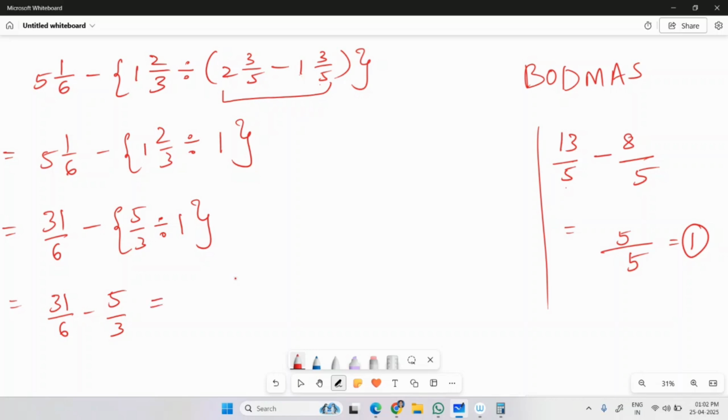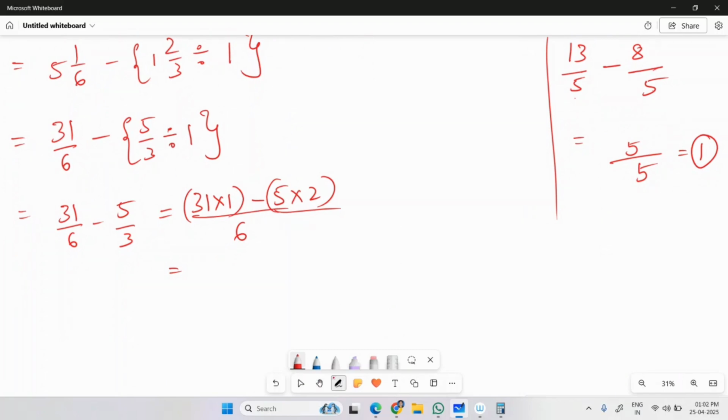Now 3 and 6, the LCM is 6. 31 times 1 minus 5 times 2. This LCM we have already done in the factors and multiples lesson. Now 31 times 1 is 31 minus 5 times 2 is 10, divided by 6. 31 minus 10 is 21 by 6.